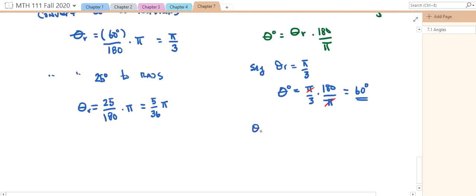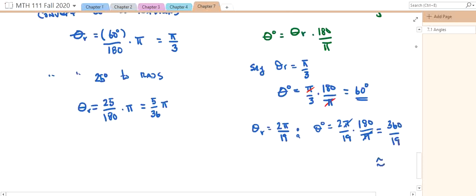Let's say theta equals 2 pi over 19, maybe. So that's in radians. Let's convert. Theta in degrees equals 2 pi over 19 times 180 over pi. This cancels. This cancels. We end up with 360 divided by 19, which is approximately 18.95 degrees.